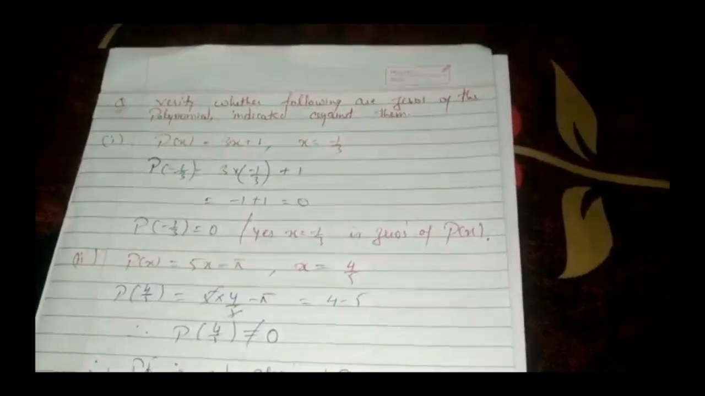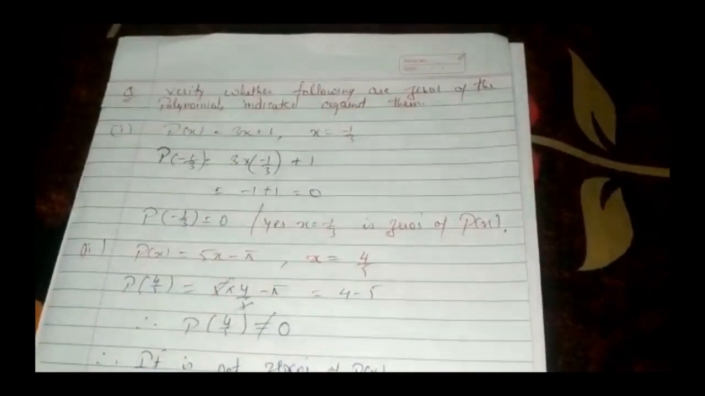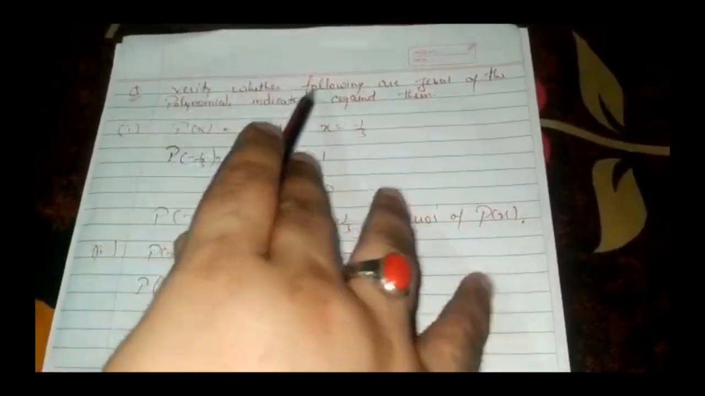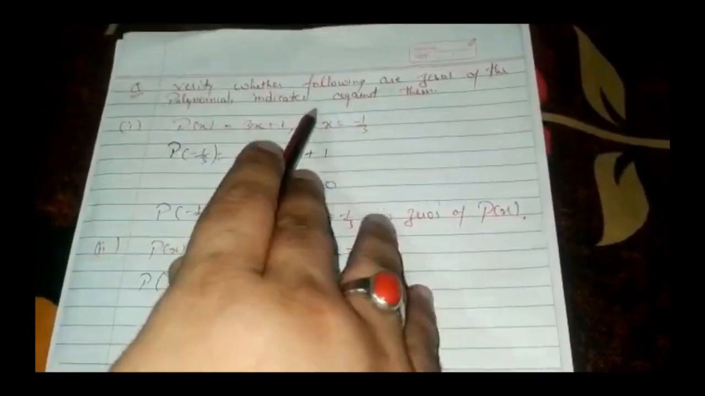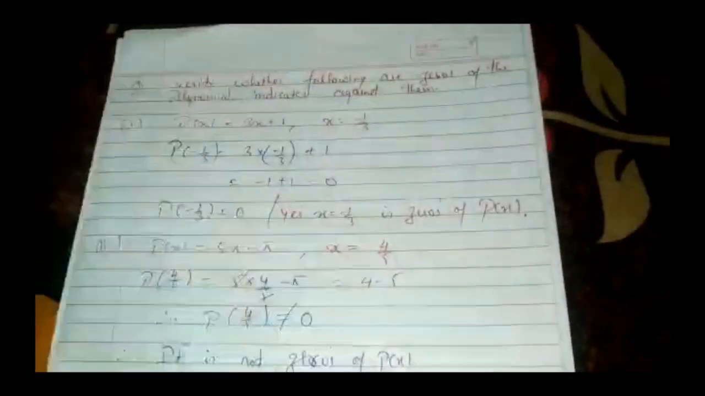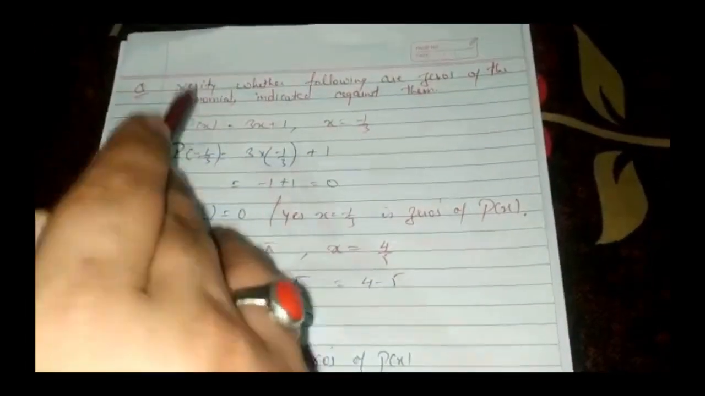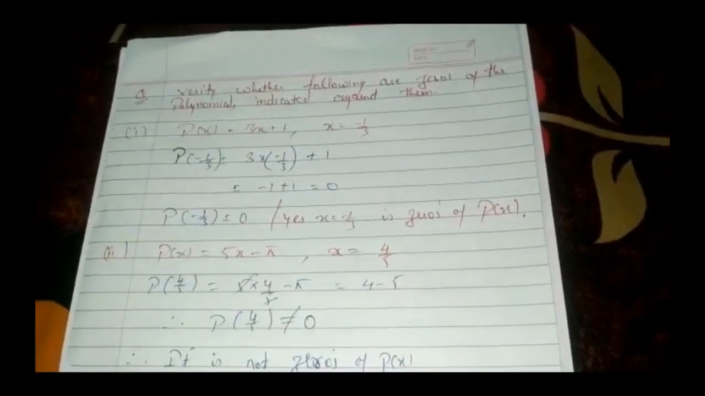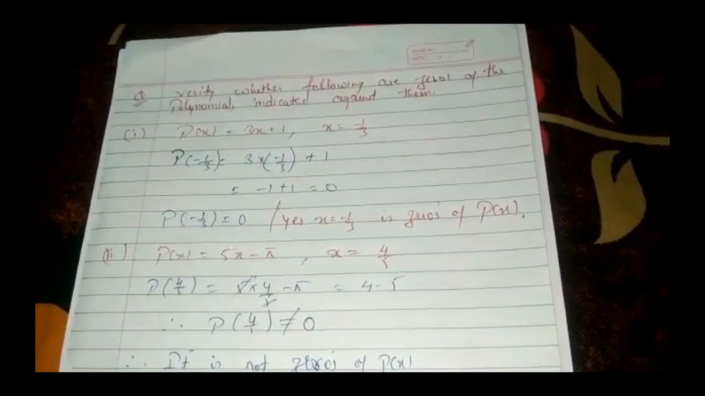Students, we were discussing the zeros of a polynomial in our previous lecture. So here we are discussing some more concepts of zeros of a polynomial. Verify whether the following are the zeros of the polynomial indicated against them. We have to verify whether the value indicated against the polynomial is a zero of that particular polynomial or not. So what is the process? We have to verify that.